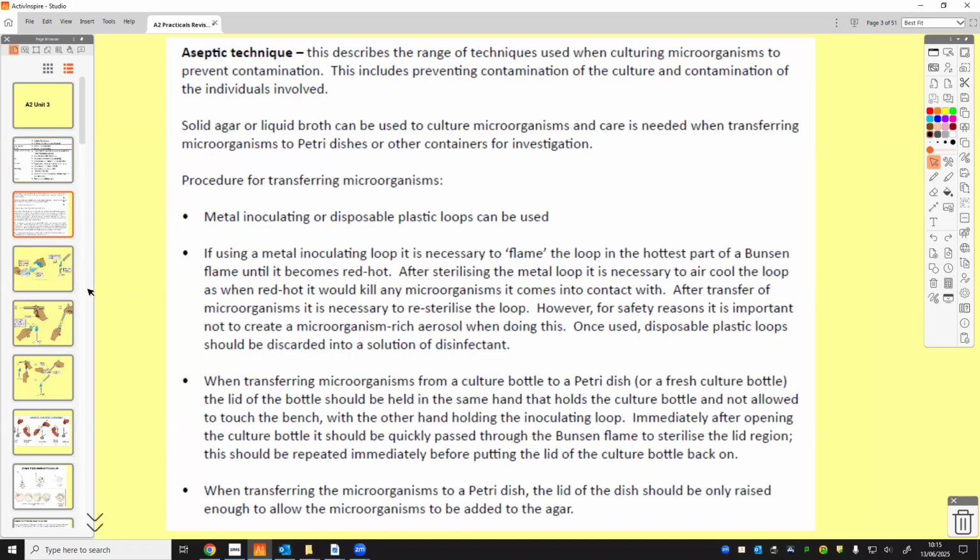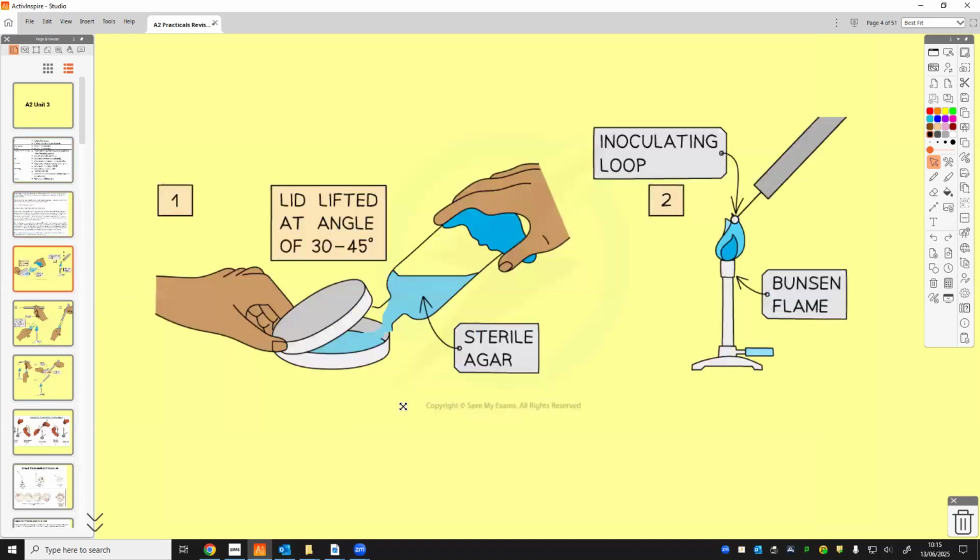Okay, so I'll leave that method there for a second. You can pause that. But to go through, if you have to pour or prepare the agar yourself, you would use sterile agar into your Petri dish, lift the lid up at a 30 to 45 degree angle. So you don't lift the lid straight off because it can get contaminated. Then you use an inoculating loop. So it's just a metal loop. And we flame that first. So you put it into your Bunsen burner, and that's called flaming the loop. And that kills any bacteria which are on the metal loop to begin with. So it makes it sterile.